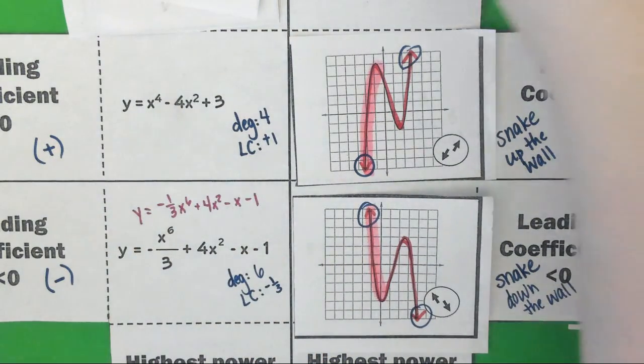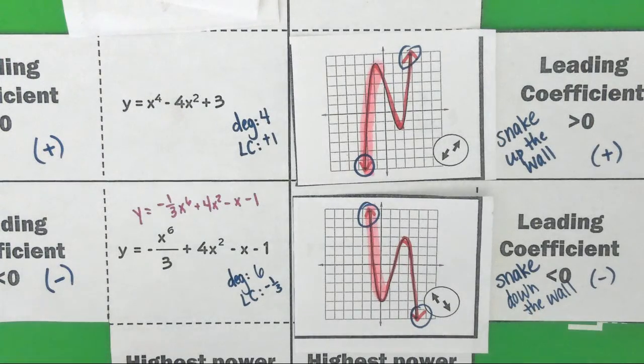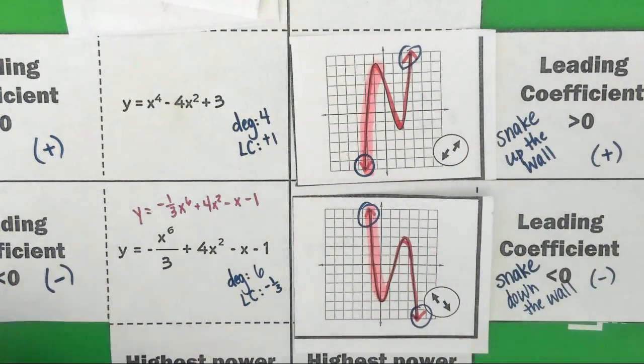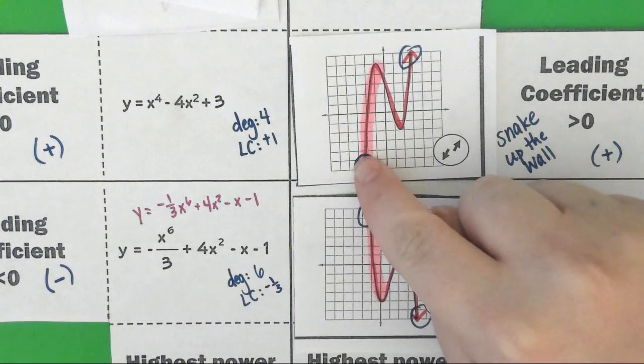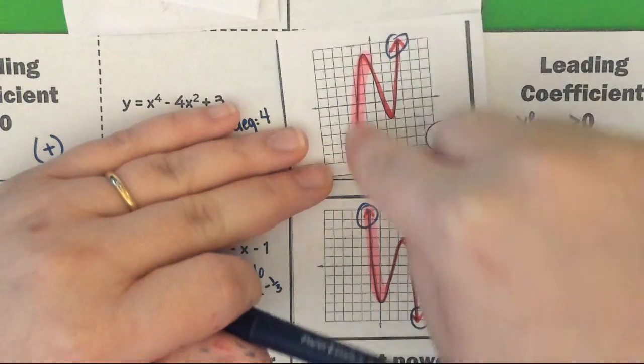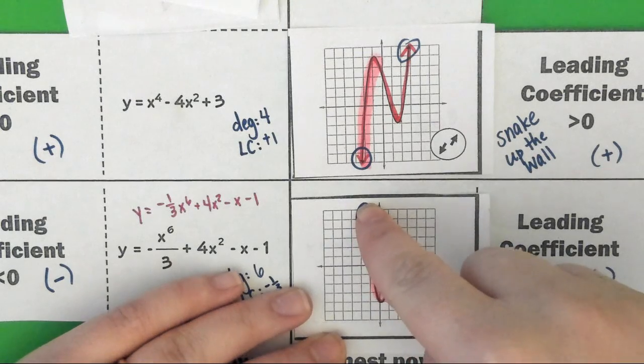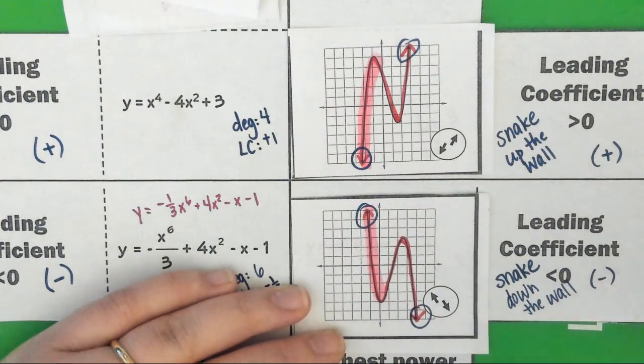Now, if you want to think of things a different way, you can. It's just the easiest way for me to remember. Is the positive cubic this looking in, or is the positive cubic this looking in? So the snake, when I start over here in the corner, if the snake's going up the wall, it's the positive leading coefficient. And if I start over here in the corner, my snake's going down the wall, it's a negative leading coefficient.